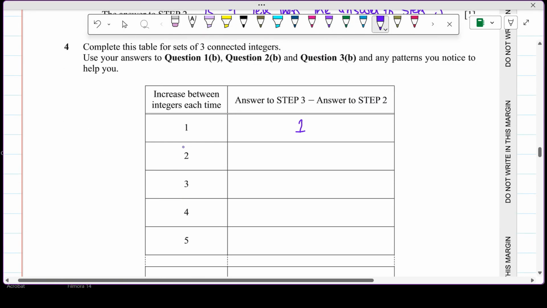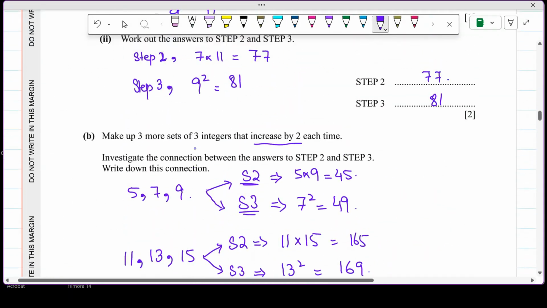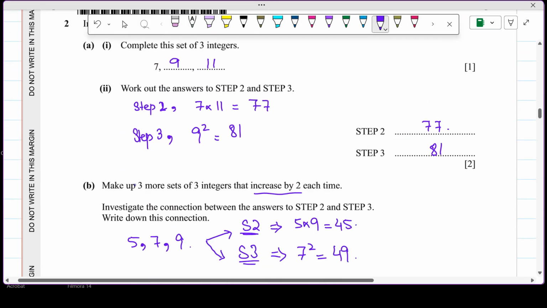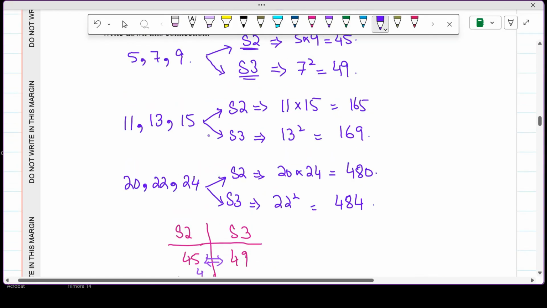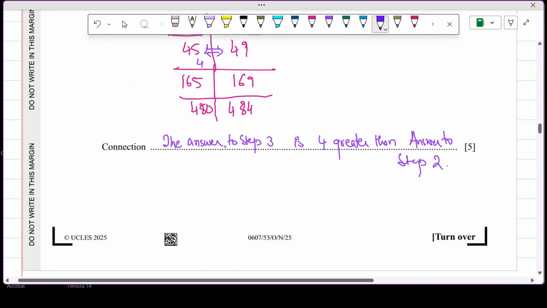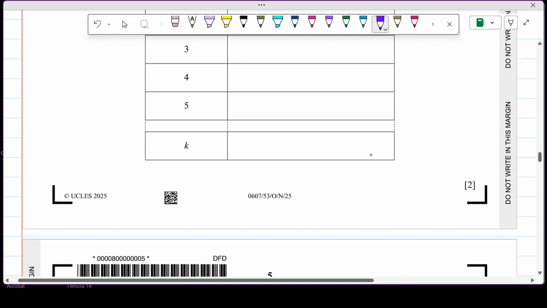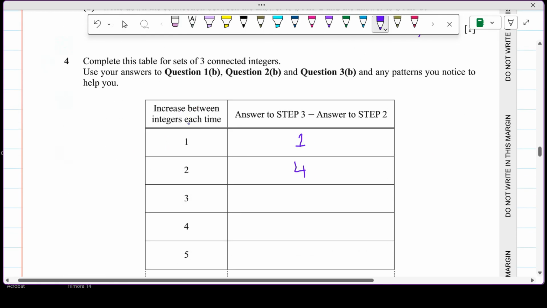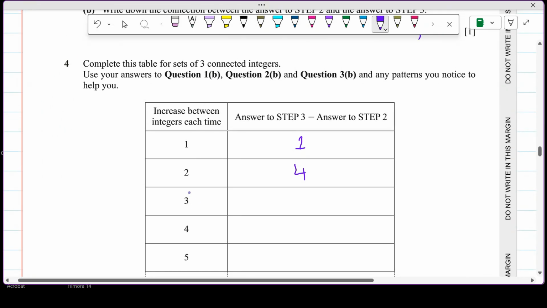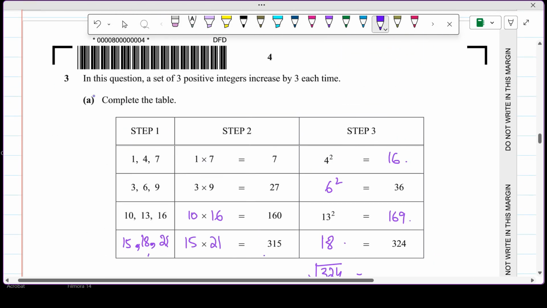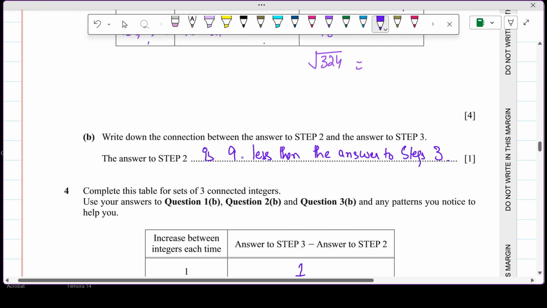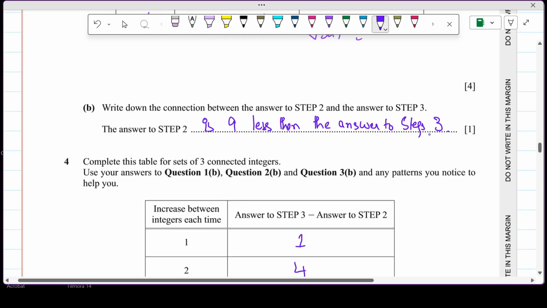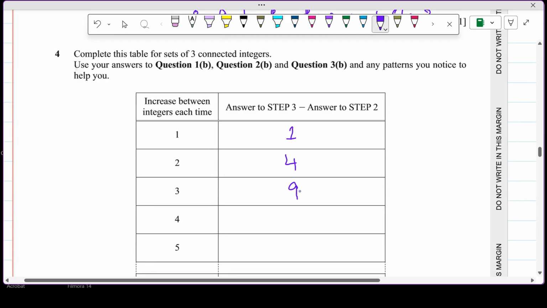Now when the increment is 2, we go to question number 2b, and we observe that when we have an increment of 2, the answer to step 3 is 4 greater than the answer to step 2. So there is a difference of 4. Now the increase between integers each time is 3. So we solve question number 3b, and we observe that the answer to step 2 is 9 less than the answer to step 3. So there is a difference of 9.